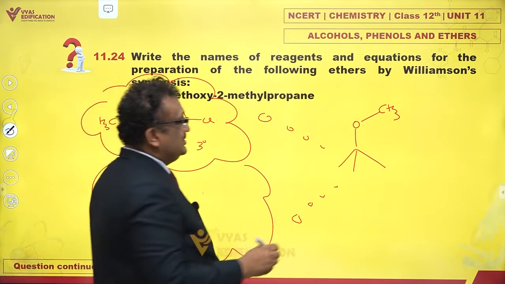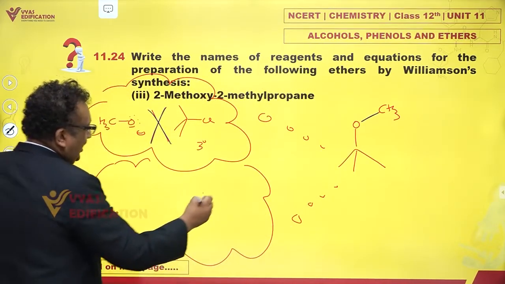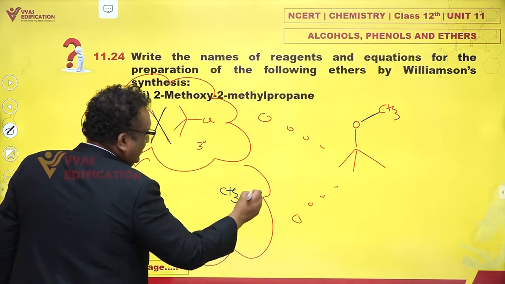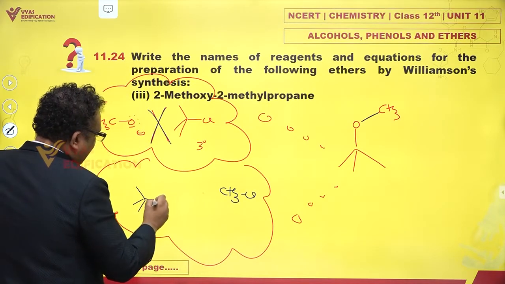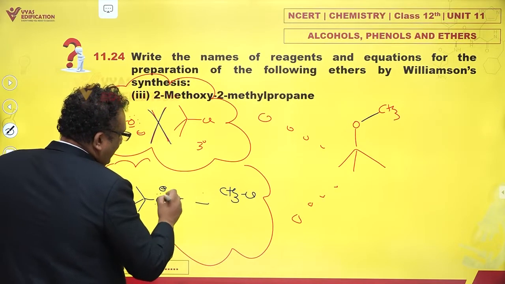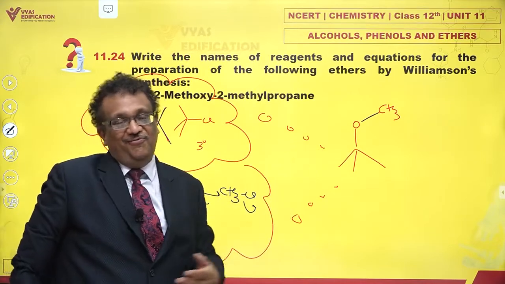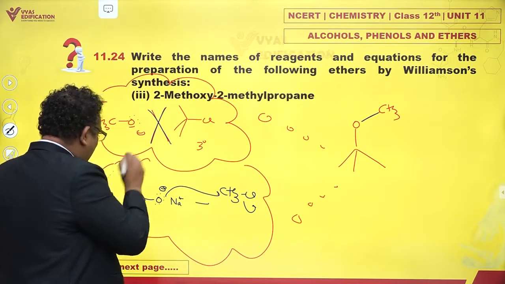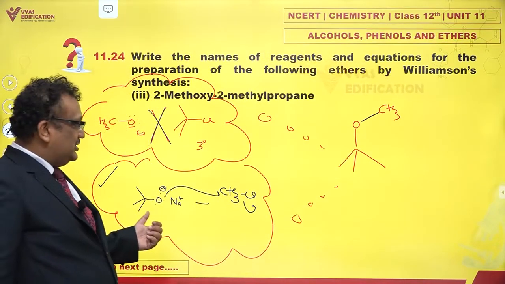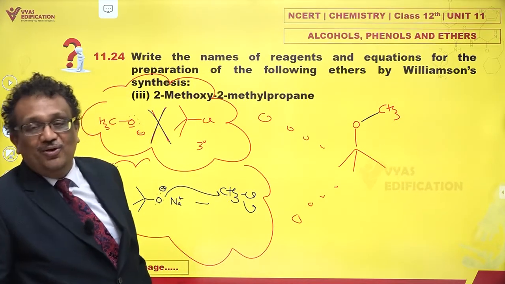Other possibilities, say this is a newly formed bond. So I have CH3Cl and I have tertiary butoxide ion, and yes, this can react to give me my product. Very much. This is correct. So sodium tertiary butoxide with methyl chloride would give you 2-methoxy-2-methylpropane.